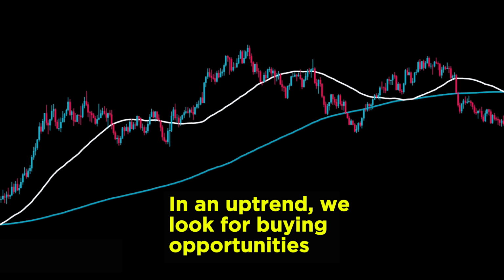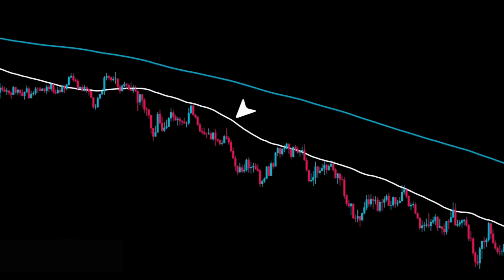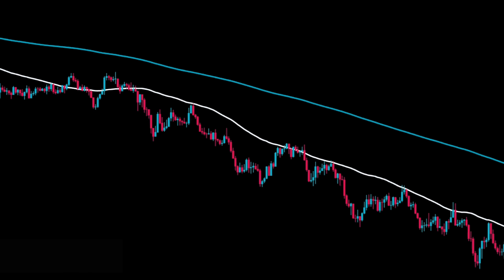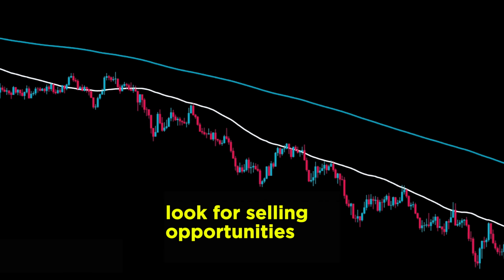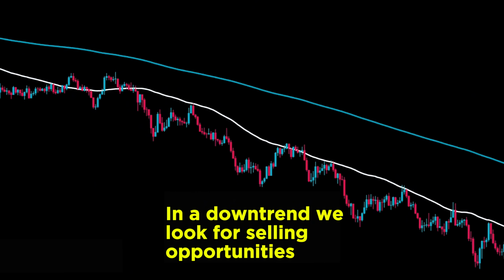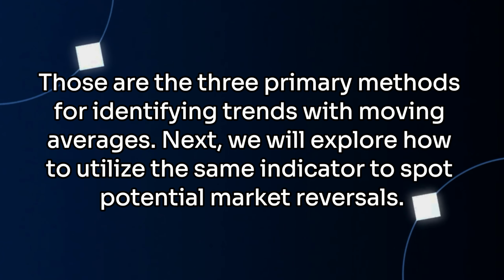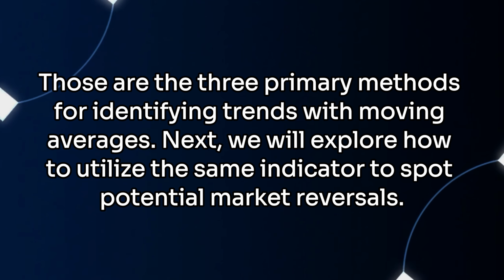During an uptrend, focus on finding buying entries. Conversely, when the shorter-term MA stays below the longer-term MA, the market is in a downtrend. As disciplined traders, you should prioritize looking for selling opportunities during these periods. Those are the three primary methods for identifying trends with moving averages. Next, we will explore how to utilize the same indicator to spot potential market reversals.